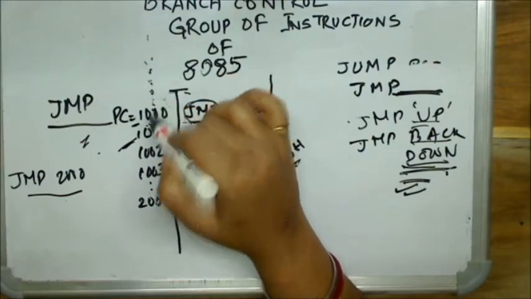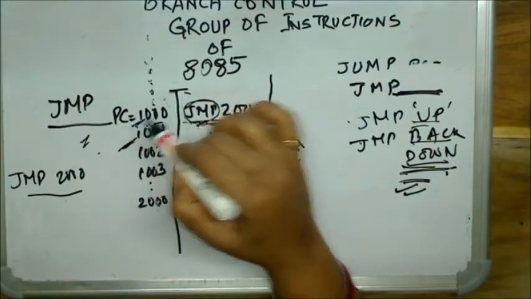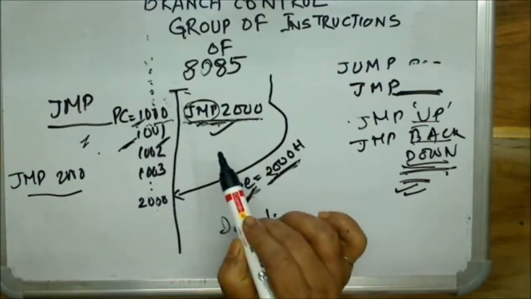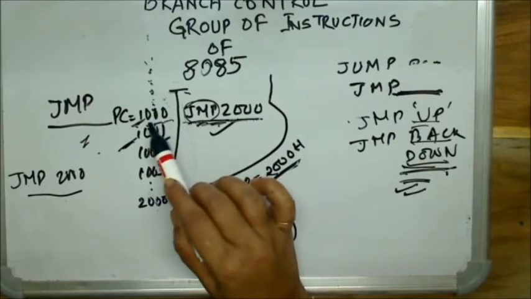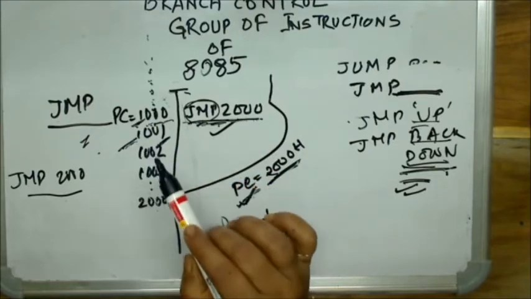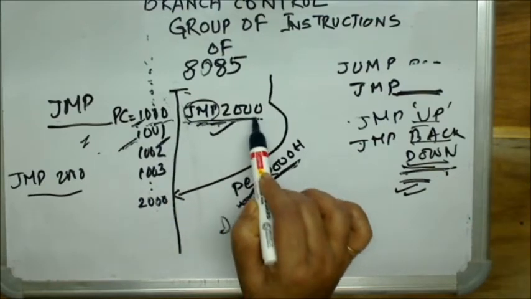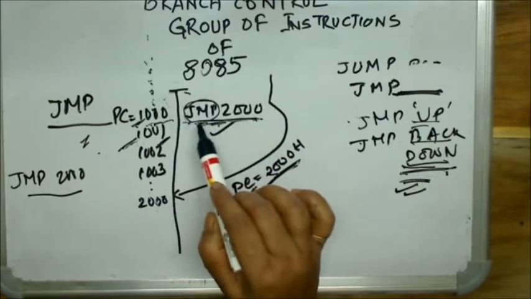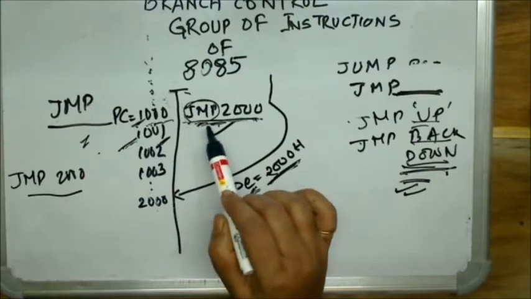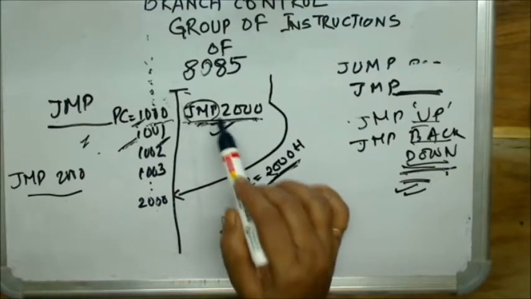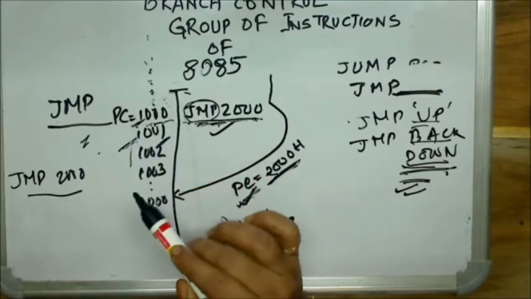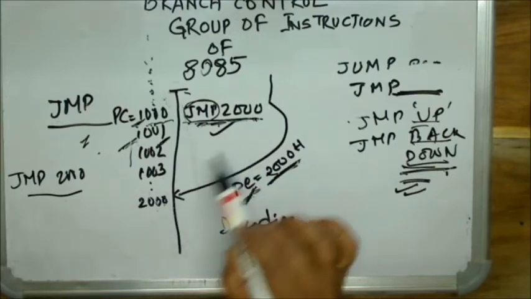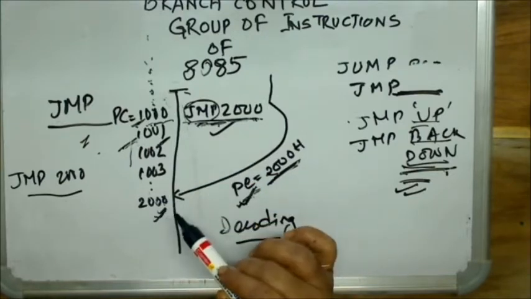Suppose you are writing a program. When the program has reached memory location 1000H, it sees the instruction jump 2000H. After that the program counter is incremented to 1001H. But as soon as this instruction is fetched, the processor will decode and then execute it. After it gets executed, the processor understands that your intention is no longer to go in a sequential manner. You want to go to memory location 2000H, that means your next instruction should be fetched from memory location 2000H.